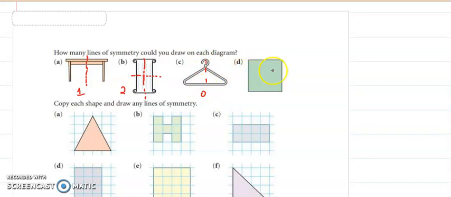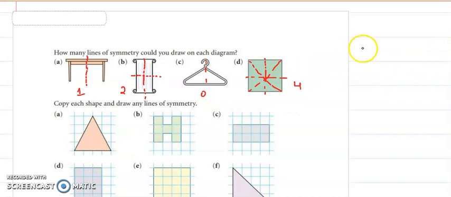The next shape is a square. A square can have four lines of symmetry. One line of symmetry is here. One line of symmetry is here. One line of symmetry will be this diagonal for the square, and one line of symmetry will be this diagonal for the square. But remember, for the rectangle, the diagonal cannot be the line of symmetry. So there are four lines of symmetry for the square.